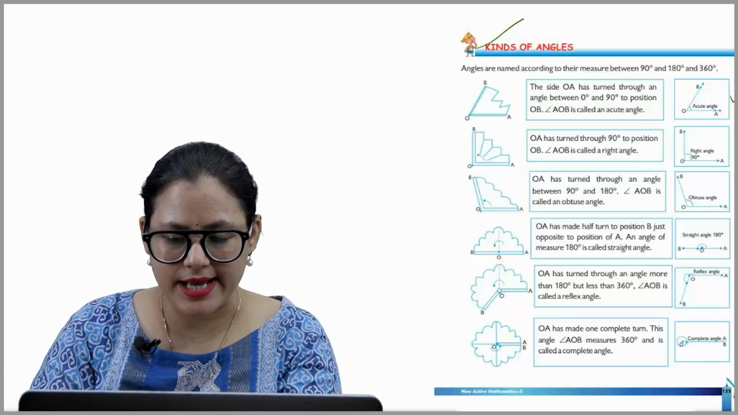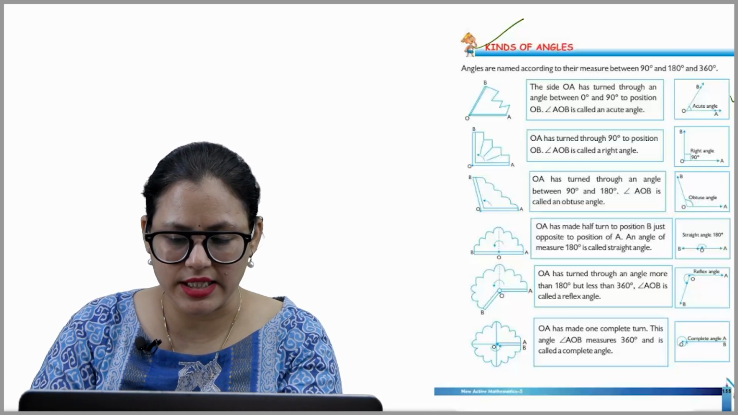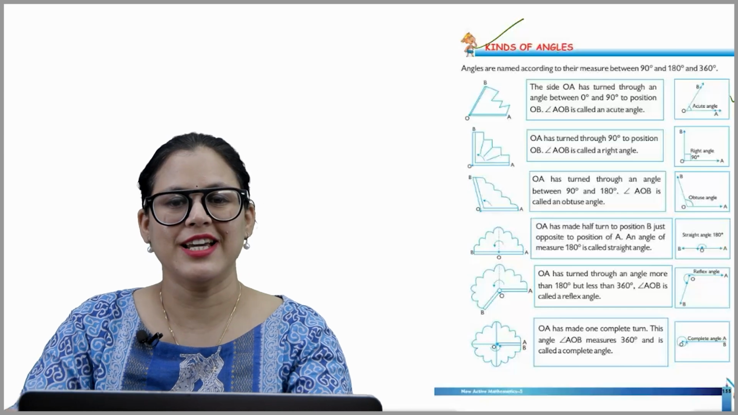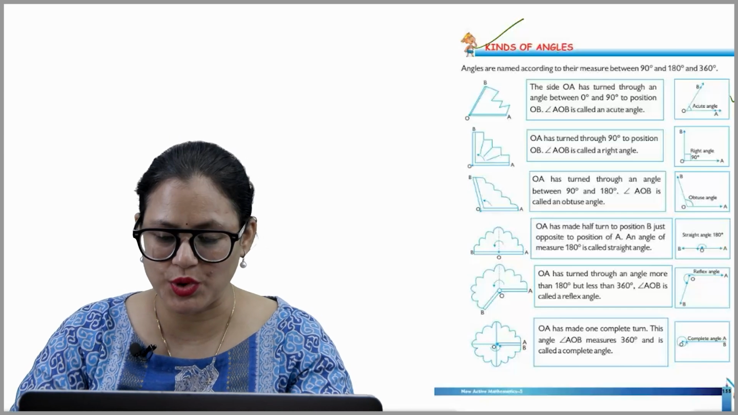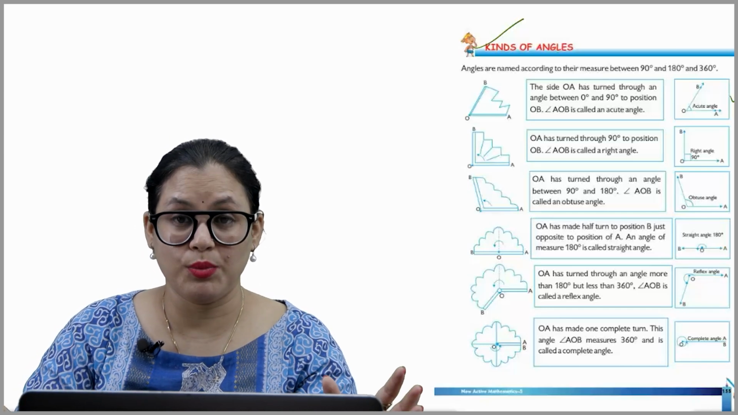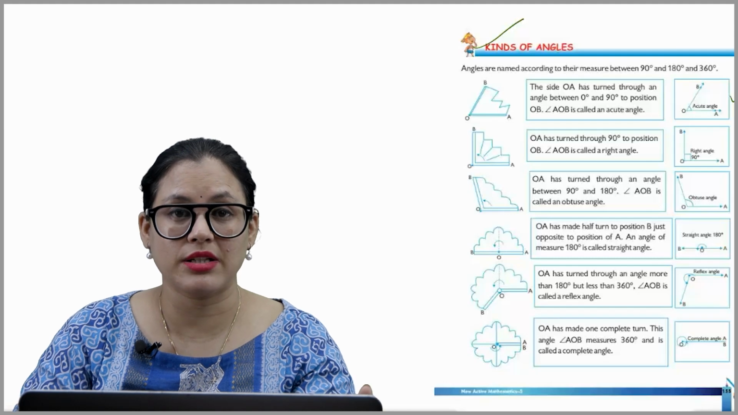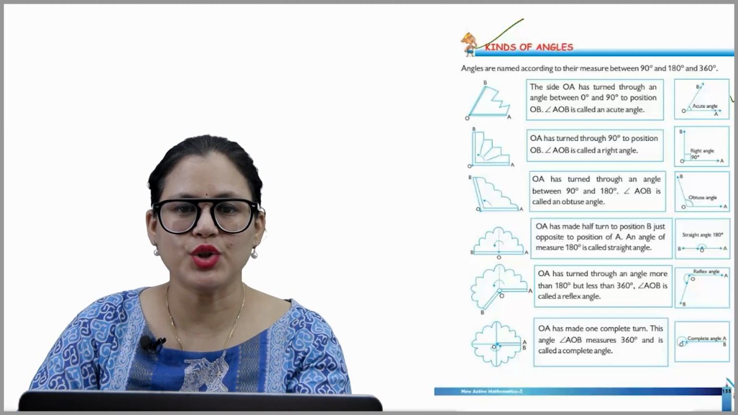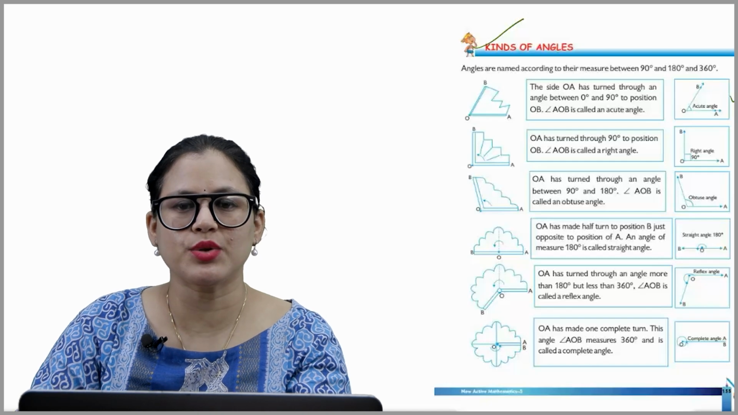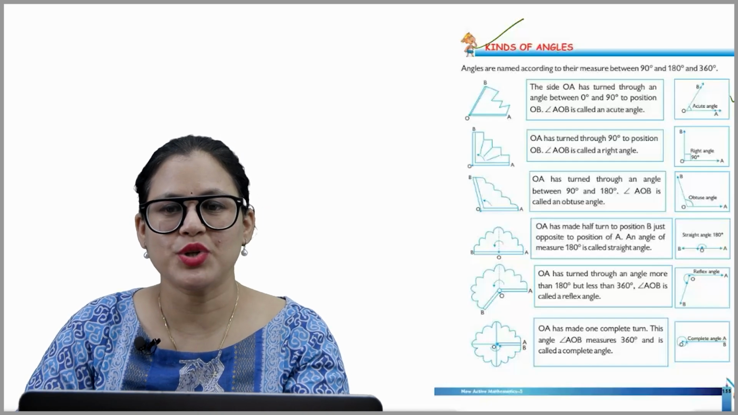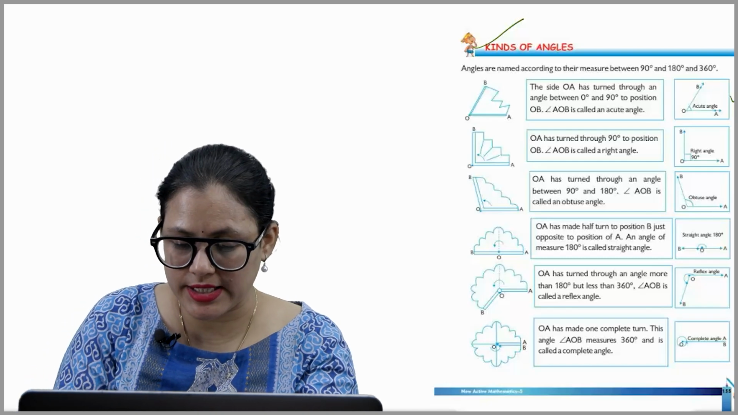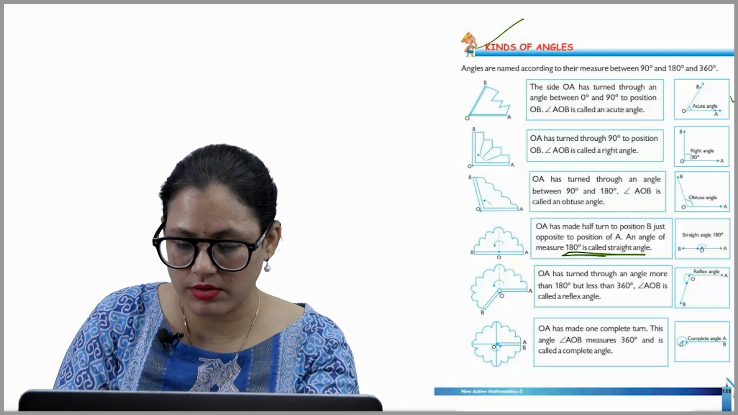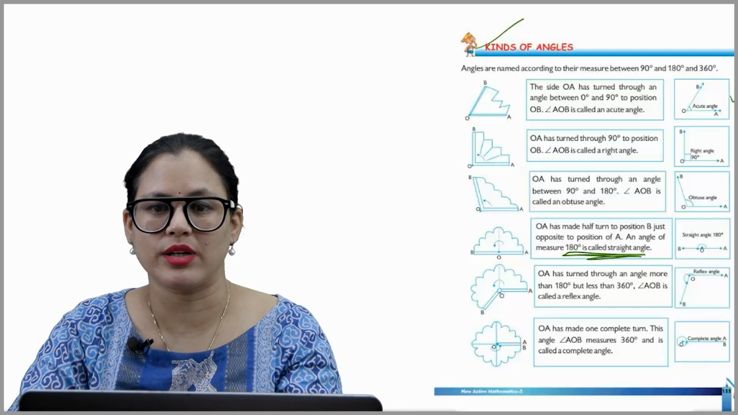Next, OA has turned through an angle between 90 degrees and 180 degrees, and angle AOB is called an obtuse angle. Obtuse angle is greater than 90 degrees. OA has made a half turn to position B just opposite to position of A. An angle that measures 180 degrees is called a straight angle, okay. And a straight angle is always equal to 180 degrees.